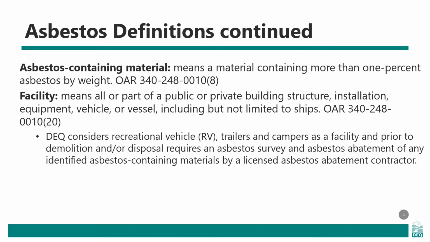RVs, trailers, and campers are considered a facility and require an asbestos survey by an accredited inspector prior to demolition or disposal. If asbestos-containing materials are identified during the survey, all friable asbestos-containing materials must be properly abated by a DEQ-licensed asbestos abatement contractor. All non-friable asbestos-containing materials can be removed by a contractor or individual who is not a licensed asbestos abatement contractor, as long as the material maintains its non-friable condition. Notification, packaging, and disposal requirements still apply to non-friable materials.